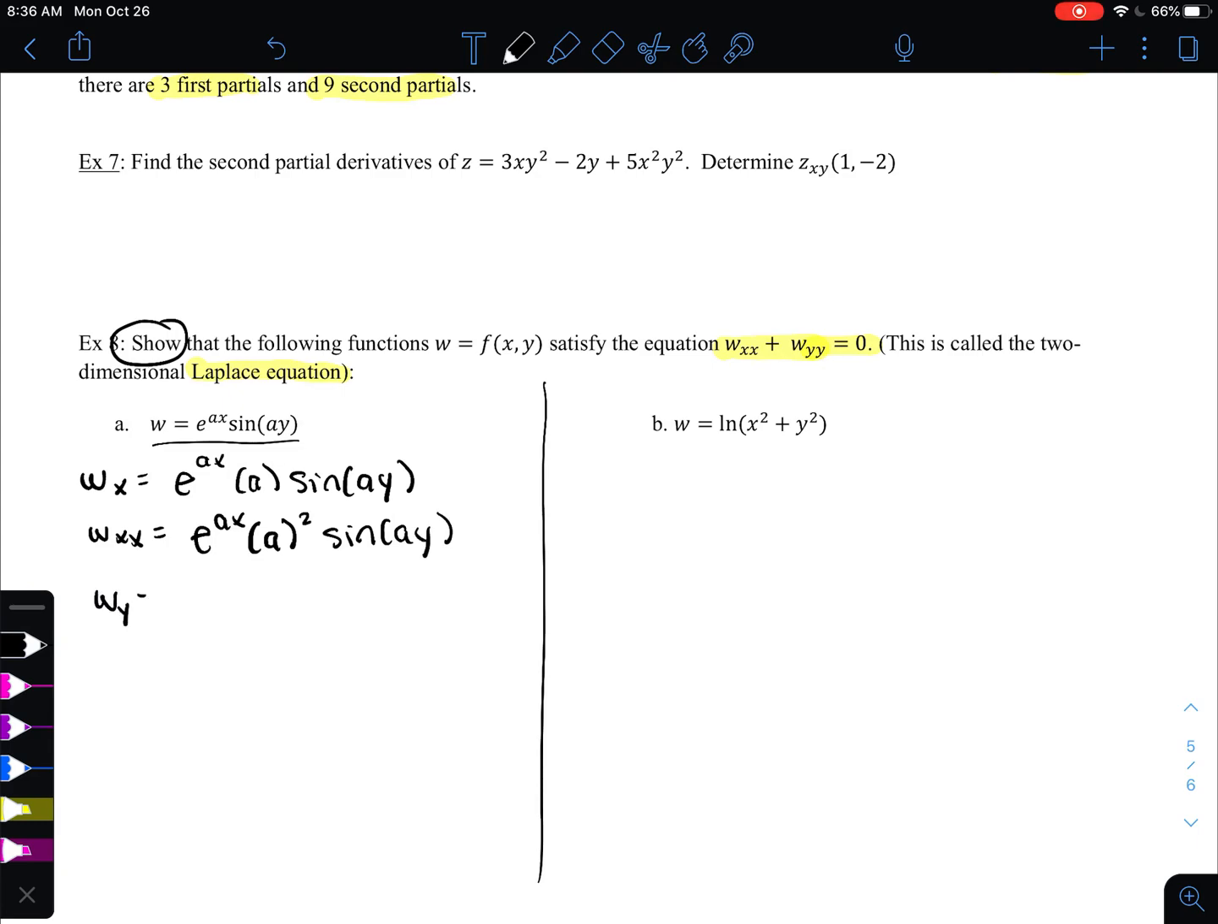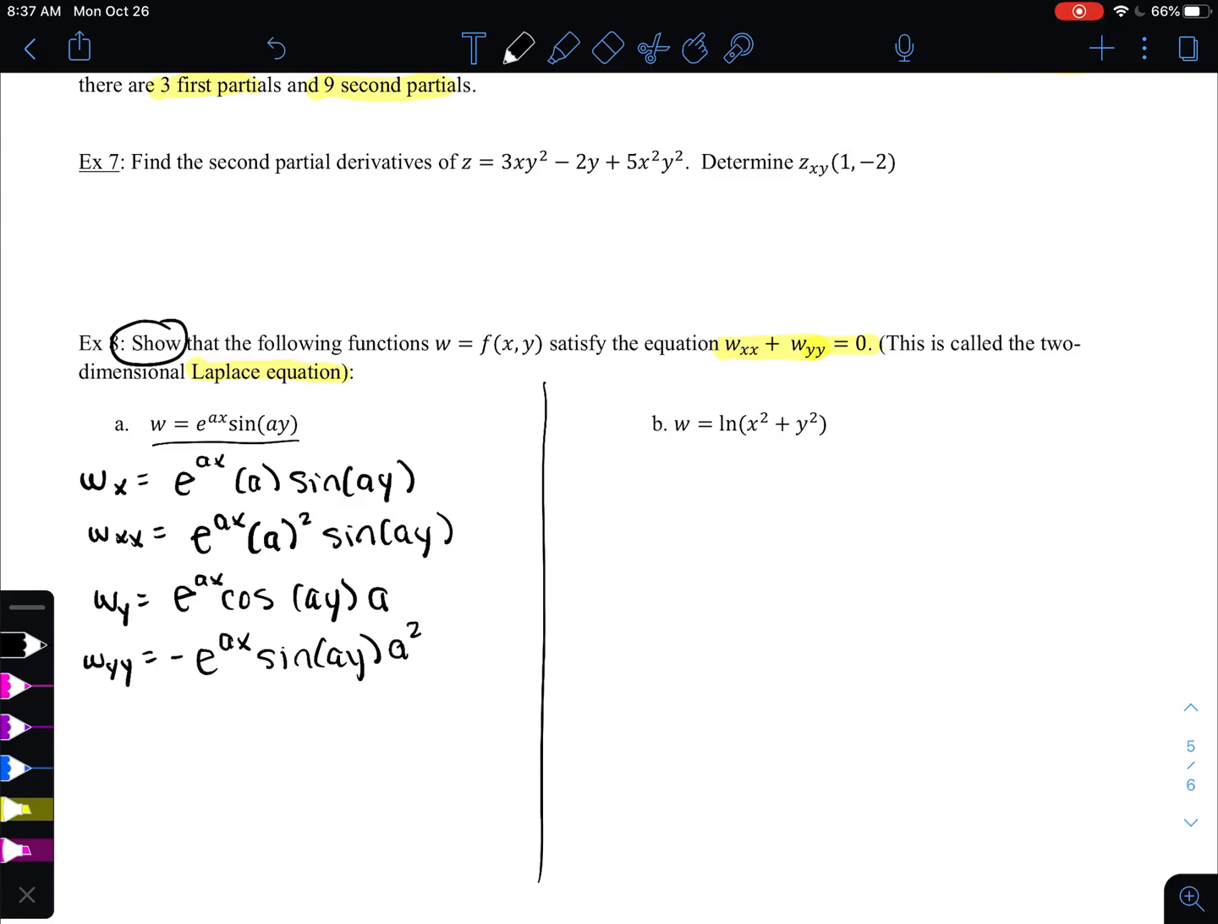Okay, let's do the second one. This one I also have to use the chain rule, but for the other function, e to the ax is dependent on x, so I'm holding it constant. Sine of ay times a, and then y equals, oh, wait a second. I forgot to take the derivative of sine. My friends, this is cosine. And then finally, negative e to the ax sine of ay, a squared. So now I've got an opposite sign, so I know that it will be 0. Okay, so that's kind of just proving that something is a Laplacian equation.